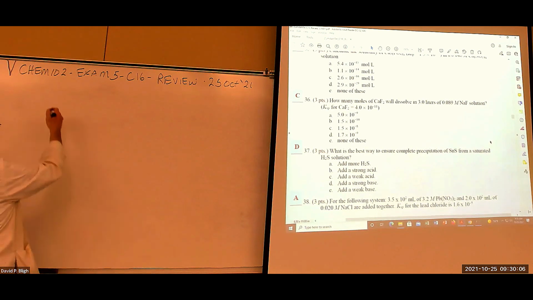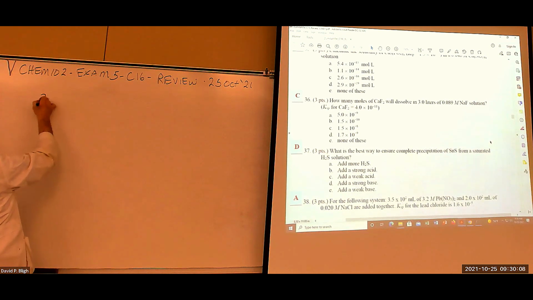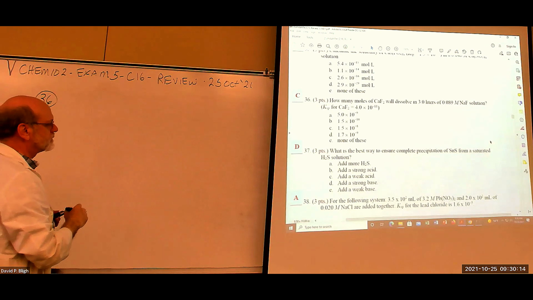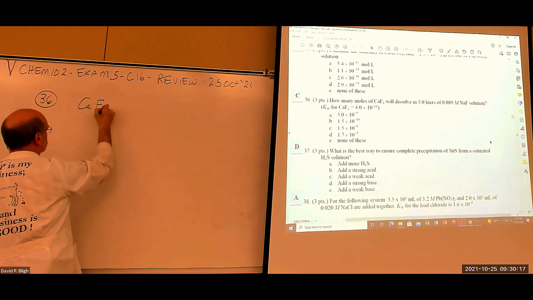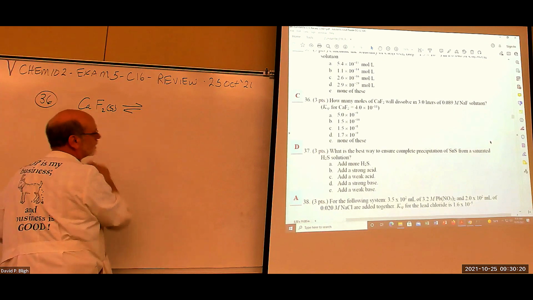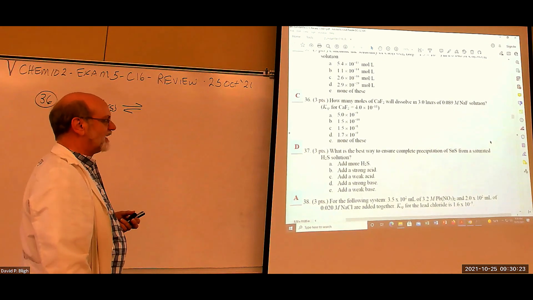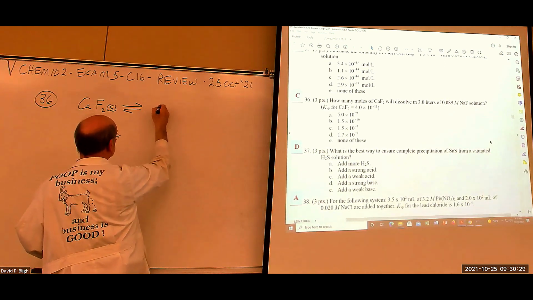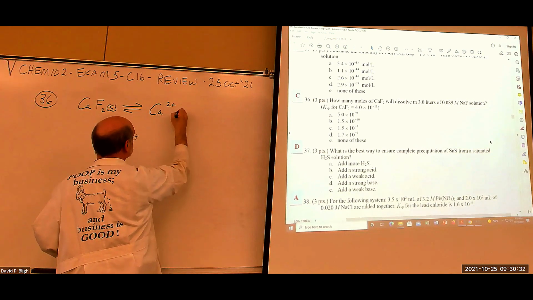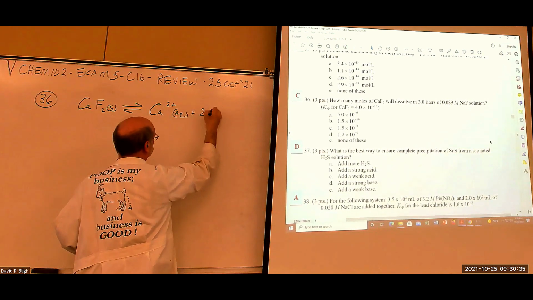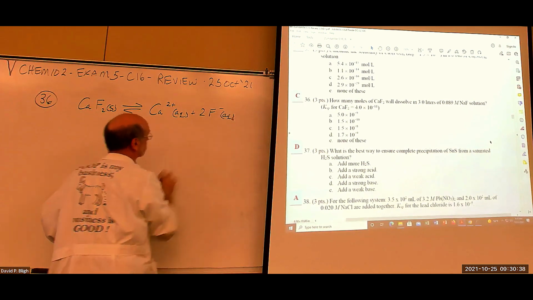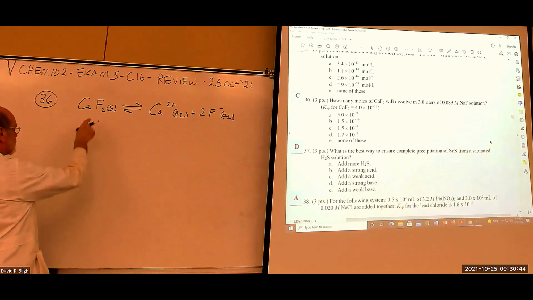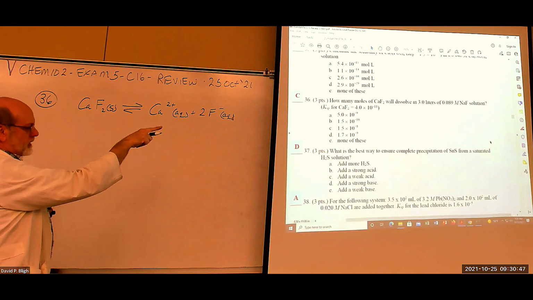And calcium fluoride is an insoluble salt. So calcium fluoride, how many moles of calcium fluoride will dissolve in 3 liters of 0.089 molar sodium fluoride solution? So our KSP is based upon this reaction. Okay? But we have a common ion. So we want to find out what's the solubility here under those conditions.